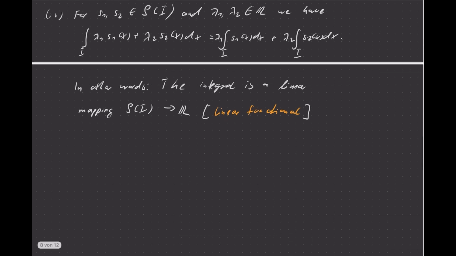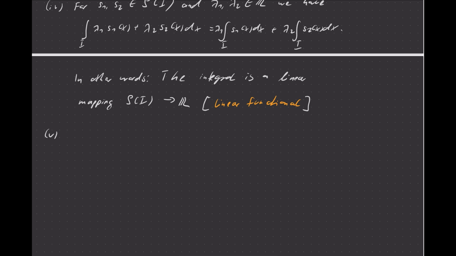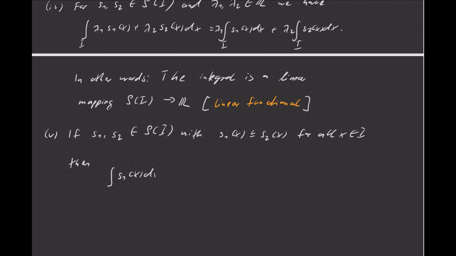And finally, an inequality that is often valuable. So again, if we have S1, S2 in S of I, and if one of those is less or equal to the other, so if S1 of x is less or equal to S2 of x for all x in I, then this is also true for the integral. So that means the integral of S1 of x dx over I is less or equal to that of S2 of x dx over I.